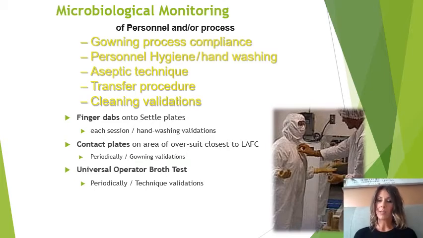All of these are done periodically, and we generally do gowning validations and hand wash validations on an annual basis. Our transfer process has to be every 6 months. We also have the broth validations, again performed every 6 months. The universal operator broth test is testing the efficacy of the production process, but also the operator aseptic technique. This will generally be by manipulation of broth to simulate a production process, but not using live product. Then that broth will be incubated and any growth is considered a fail.